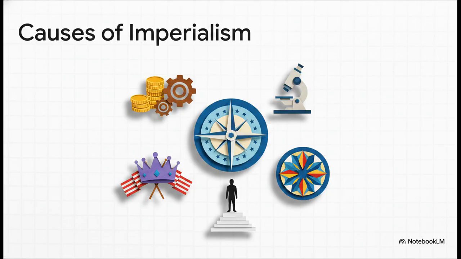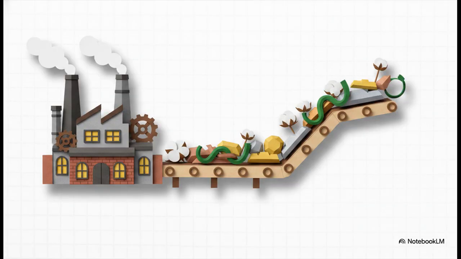Let's break down the biggest ones. The absolute biggest driver was the economy. The Industrial Revolution had totally transformed Western Europe, and factories were just booming. Now, think about the smartphone in your pocket right now. It needs a battery, right? And that battery requires rare earth metals to function.